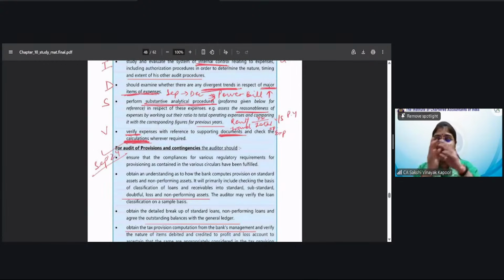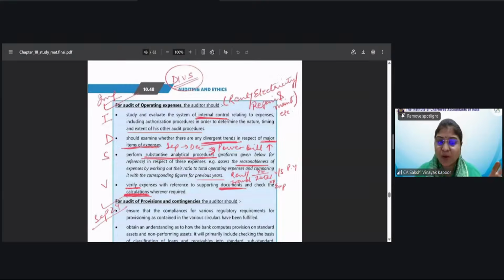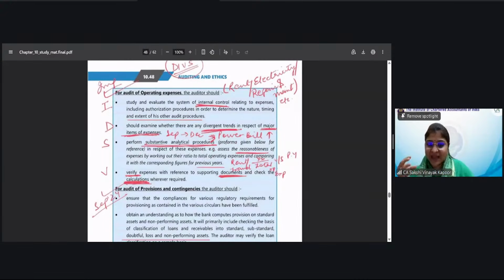We say we are comparing with the previous year. So rent paid divided by total operating expenses, whatever amount, you compare it with the previous year. So this is called substantive analytical procedures. Okay. So I have made DIVS as your mnemonic so that you remember audit for operating expenses is important. It can be asked in your exams. So number 1 is divergent trends. I stands for internal control. V stands for verification and seeing the calculation, and S is for substantive analytical procedures.